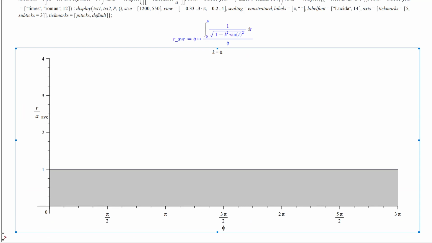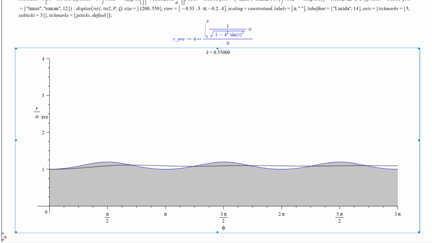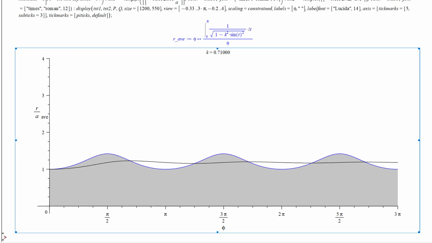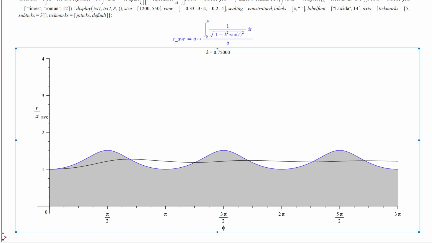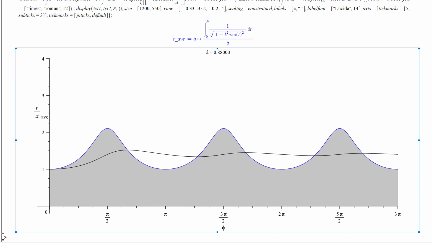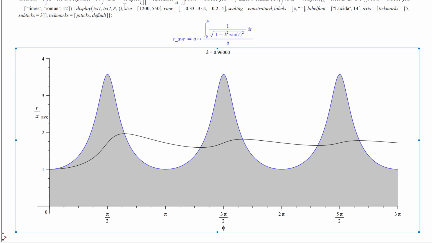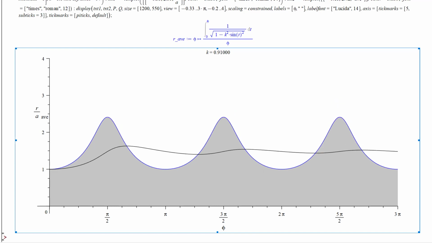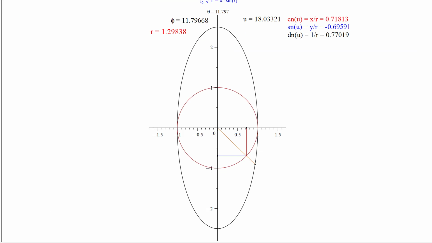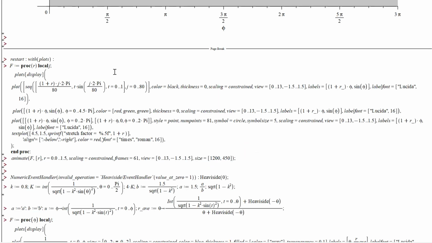So those were all with k equal to 0.8. If I change k, you don't see too much difference until k gets up there. Then here's a running average graphed along with r. So eccentricity of say 0.91, r gets to be like 2.5 times its minor axis. That was for this picture. So as I said, there's a stretching going on.